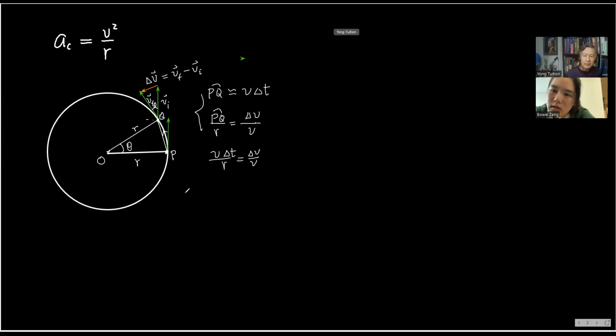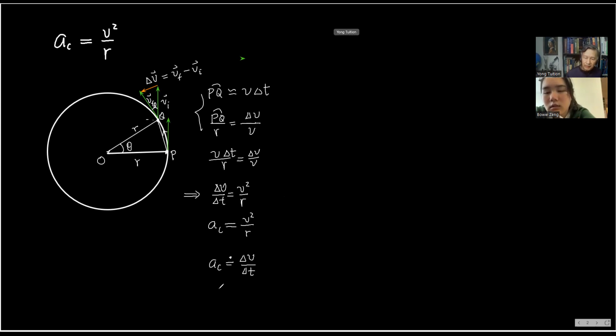Then by solving this, we can work out the acceleration. Delta V over delta t will equal V squared over R. So what is delta V over delta t? That is the change in the velocity, the change in the direction of velocity. So this is exactly equal to our acceleration toward the center. Because by definition, acceleration is the change in the velocity over delta t.